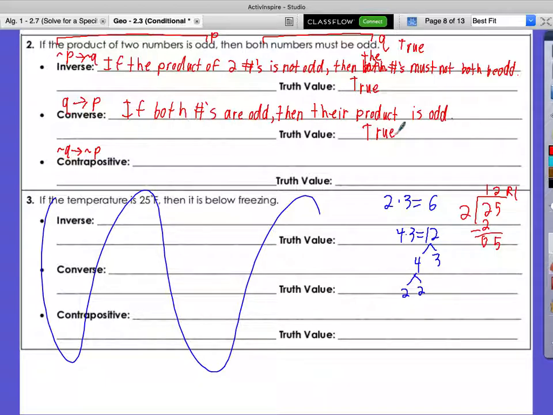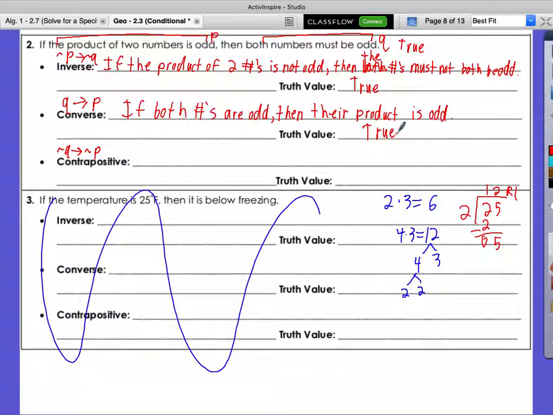If both numbers are odd, then their product is odd. Give me two odd numbers. 5 and 7. Okay, 5 times 7 is 35. 35 is odd. If both numbers are odd, then they multiply to an odd number. The product is odd.